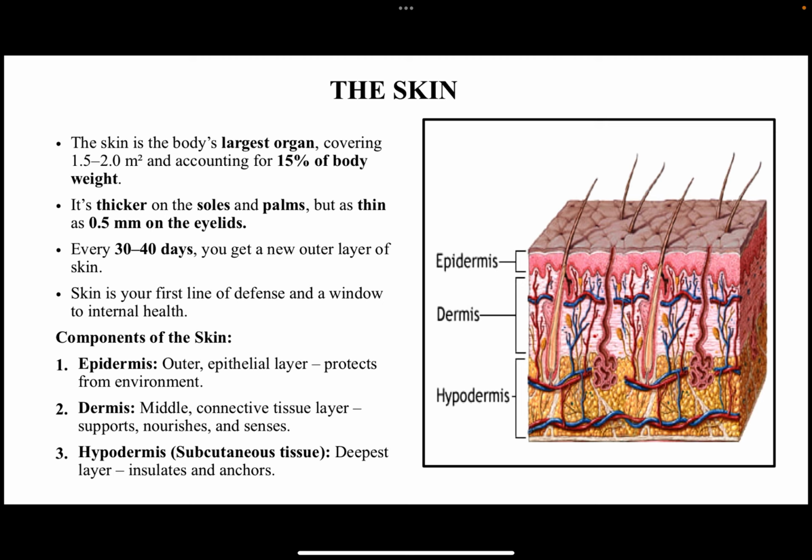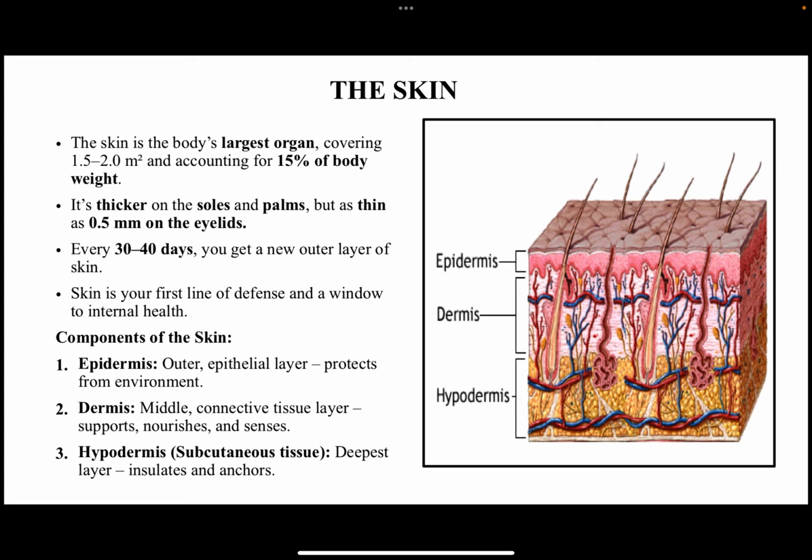The epidermis, like I said earlier, is the outermost layer, mostly made up of epithelial tissues, or sometimes they call it the epithelial layer. And the dermis is the middle layer, sometimes referred to as the connective tissue layer. Because this layer contains a lot of blood vessels, it helps in nourishing and also in sensation, because there are a lot of sensory receptors in that layer of the skin too.